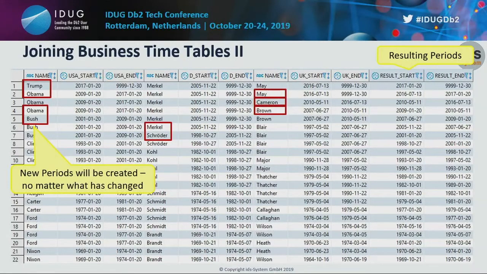So, that row is because Cameron changed to May. This one is there because Brown changed to Cameron. This one because Bush to Obama. And in Germany, not a lot of changes happen. Schröder to Merkel is at that point. Okay, we get all the business periods. And now it's simple. We can just read, okay, Obama worked with Merkel, with Brown in that time frame. That's what was our mission, to figure out who worked with whom, and that's the solution to it.